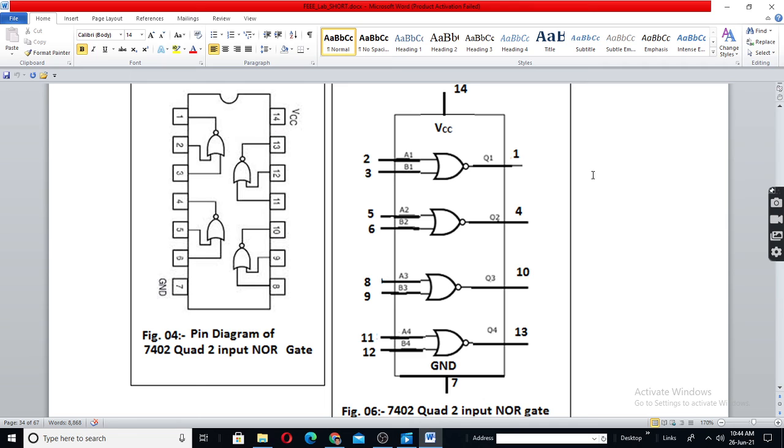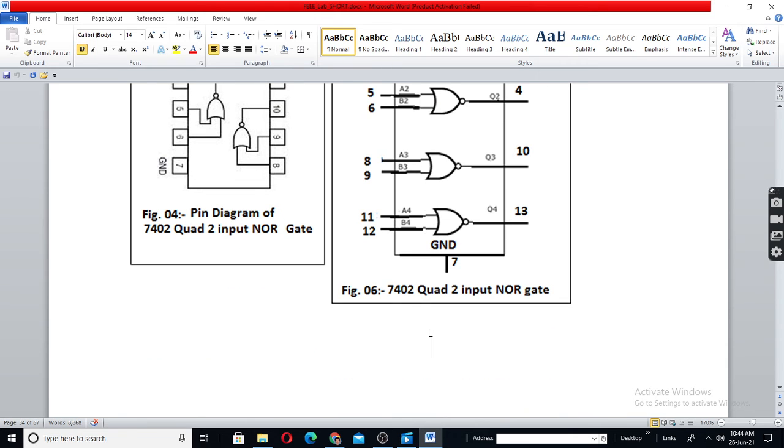So 1 is output, 2, 3 input. 4 is output, 5, 6 input. 7 is grounded. Next, not 8, 9, 10. 10 will be here because again it is a mirror image. So 10 will be output, 8, 9 input. So like that.